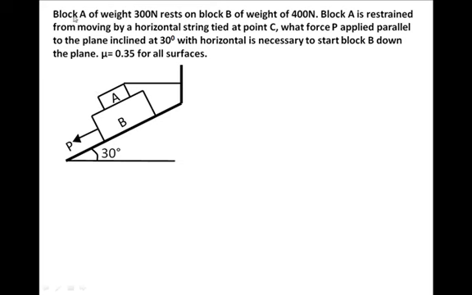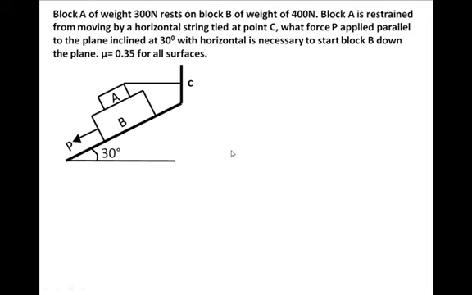First problem. It says block A of weight 300 newtons rests on block B of weight 400 newtons. Block A is restrained from moving by a horizontal string tied at point C. What force P applied parallel to the plane inclined at 30 degrees to the horizontal is necessary to start block B down the plane? See, this P is parallel to this plane. And what they have given us is mu equal to 0.35 for all surfaces.